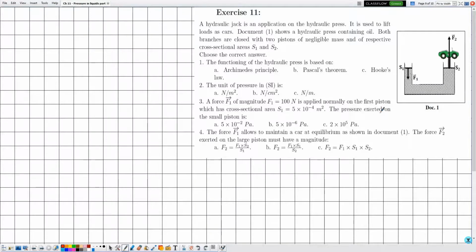Okay, hello everyone, in a new video. So we have reached part 6 of chapter 11, which is the chapter of pressure in liquids in the third unit of mechanics. In this one we are going to solve some exercises.